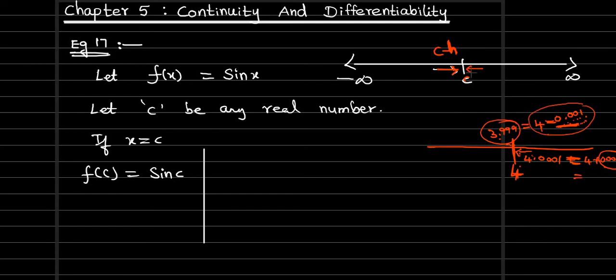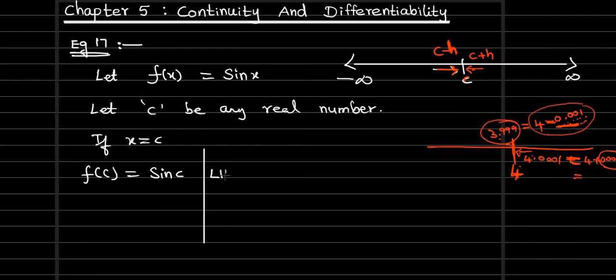Same way, if c is any real number, the close values of c will be in the form of c plus h only, right? The same c, with a small real number added to it. So left hand side close values we are going to consider as c minus h, and right hand side close values we are going to take as c plus h. Now we will see the left hand limit, and start with the left hand side.